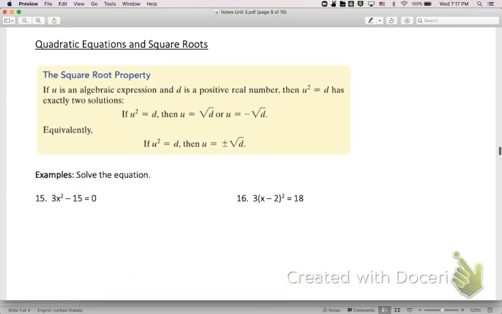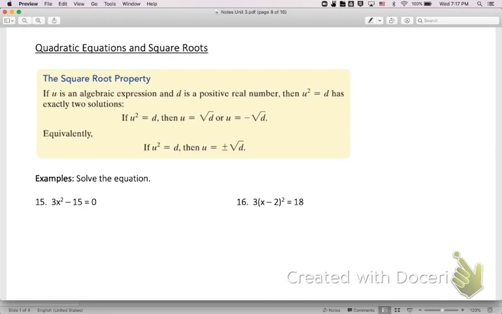Let's now look at square roots, which is the second option that we're working on today. For the square root property, if we can set up our equation so that we have something squared equal to a number. Now that u could be anything. It could be x, it could be x plus 7. It might be an expression rather than just a variable. And d is going to be some positive number. It has to be positive. Remember, we can't square root a negative. That's how we get imaginary solutions, which we're not working with yet.